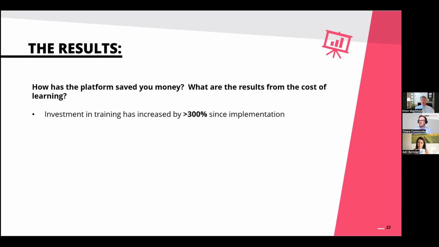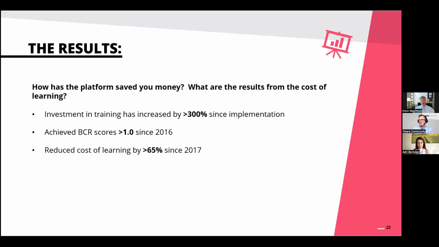If you go back, we were spending just a few $1,000s with Octawa in 2013, 2014. We've now increased that a lot, and we've benefited both organizations as a result. Again, our BCR scores reached a value greater than 1.0 in 2016. So that was a huge benefit.